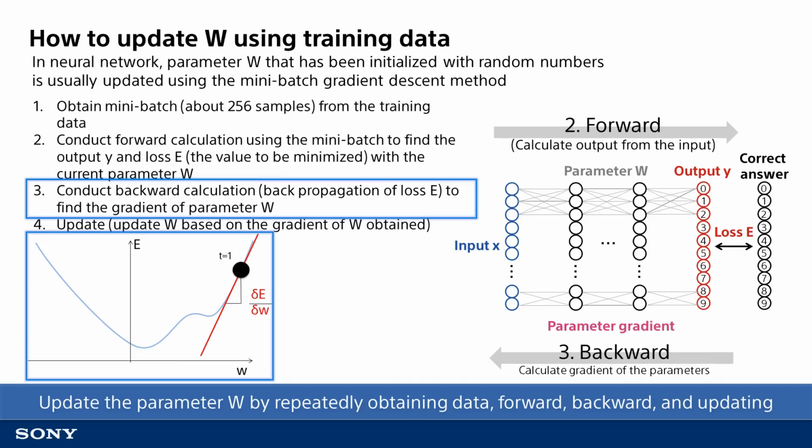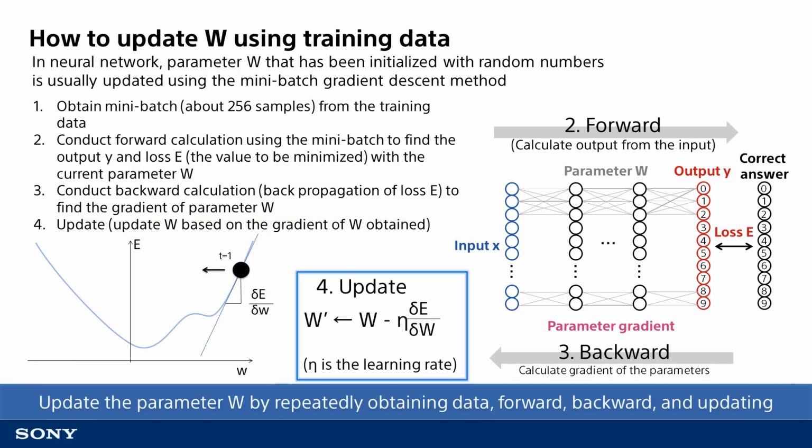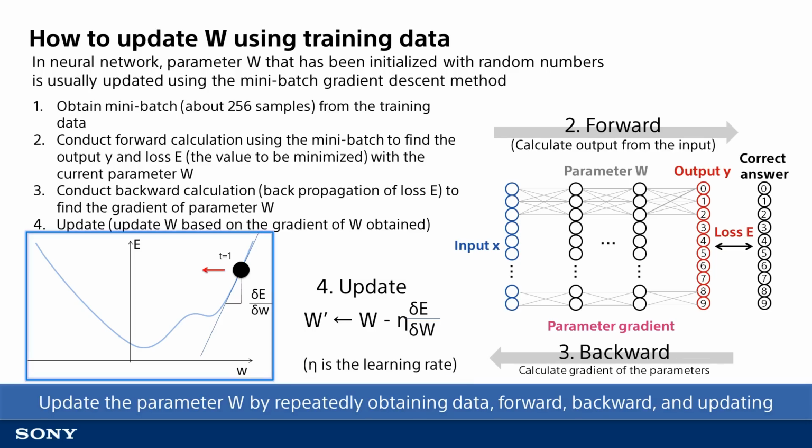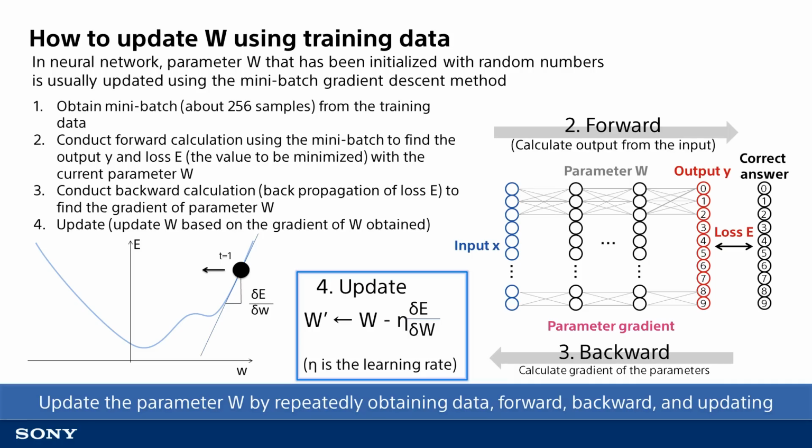Finally, we use the gradient of parameter W obtained in the backward calculation to conduct the update process. This update process is conducted using the gradient we just obtained to move the current weight W in the direction that reduces loss E the most. As for the actual formula, when the gradient of the current weight W is multiplied by a small value for eta, the learning rate, then subtracted, the weight W can be moved in a direction that decreases the value of E. Any suitable small value, such as 0.1 or 0.01, is used for the actual eta.